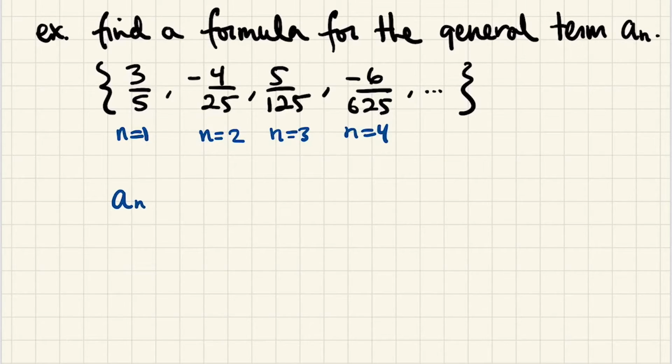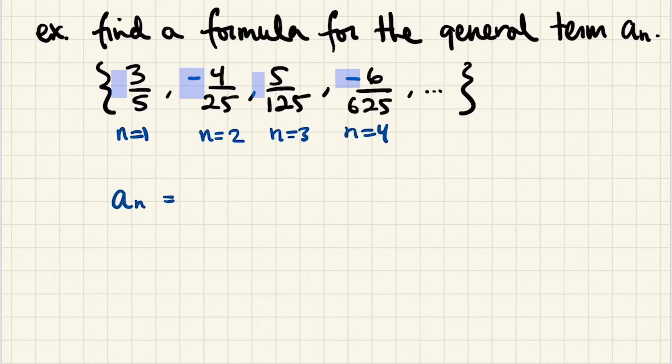So our a sub n is going to be something. And it's going to be a formula where when we plug 1 into it, we get 3/5. When we plug 2 into it, we get negative 4 over 25, etc. So the way to approach this is just by tokenizing what you have and writing out each token.